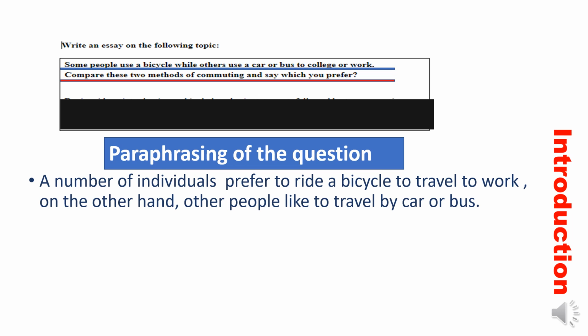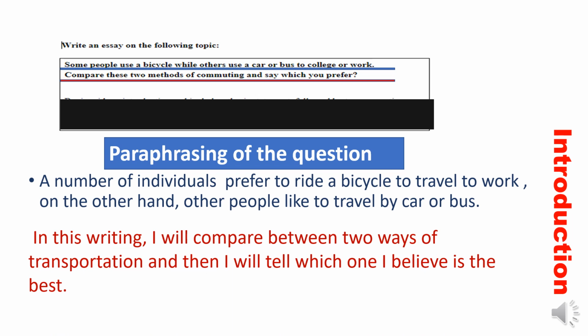Okay, now let's go towards the thesis statement. Your thesis statement is basically telling your reader or examiner what your essay is about. So let's have a look at our thesis statement, which addresses the red part of your question, which is compare these two methods of commuting and say which one you prefer. So here you say, in this writing I'm going to compare two ways of transportation, and then I will tell you which one I believe is the best. You don't need to tell here in your introduction which of the methods you prefer. You just need to say I will tell.